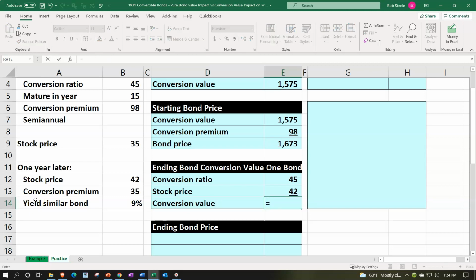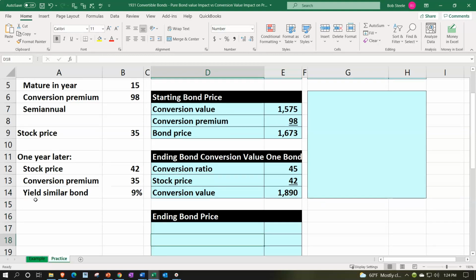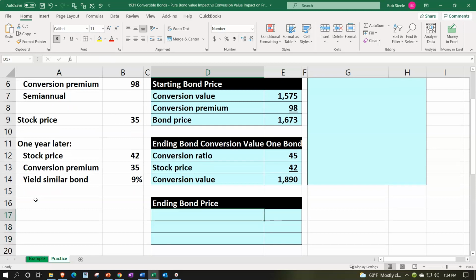That's going to be the 45 times the 42, the number of stocks and the stock price. That gives us our $1,890. And then we got the ending bond price, knowing that they gave us the conversion premium, which once again is the amount over and above the conversion value to get to the bond price.